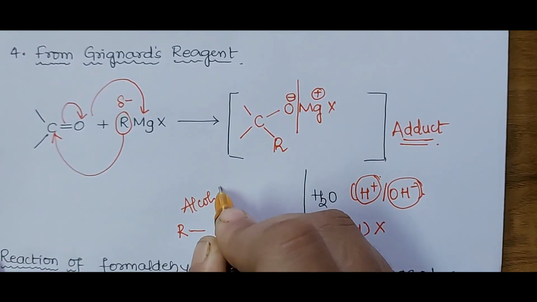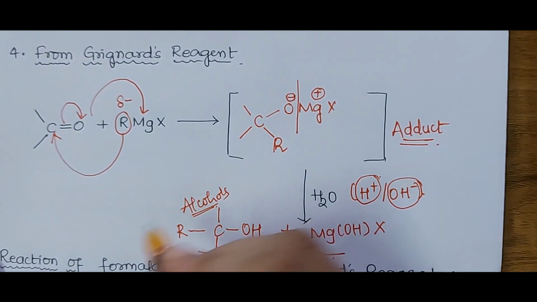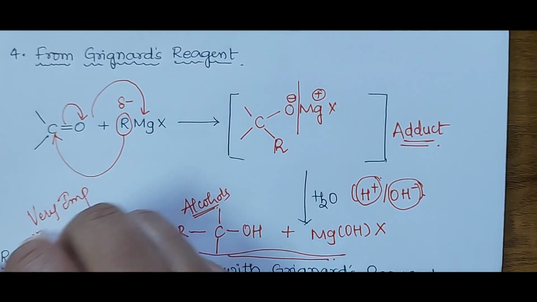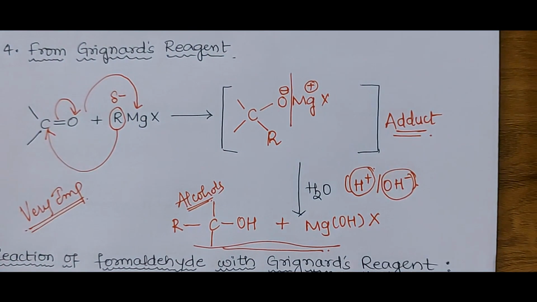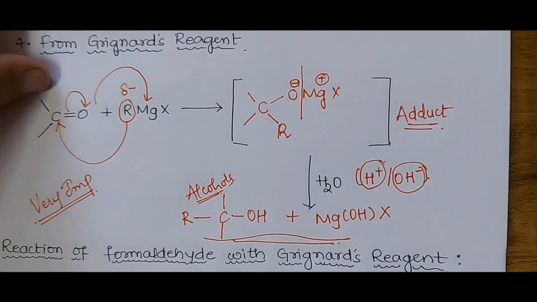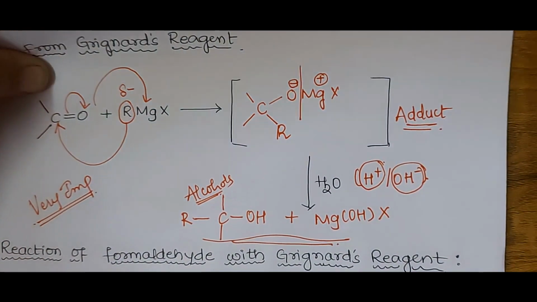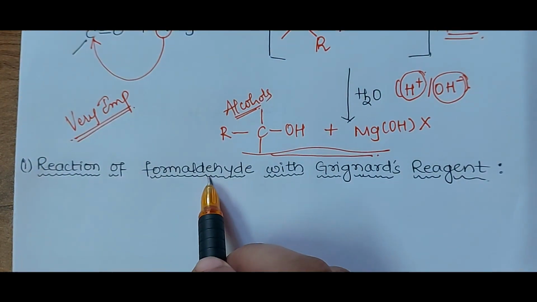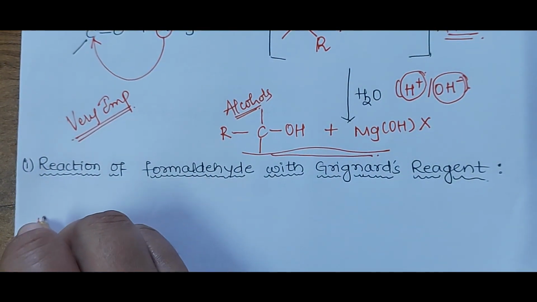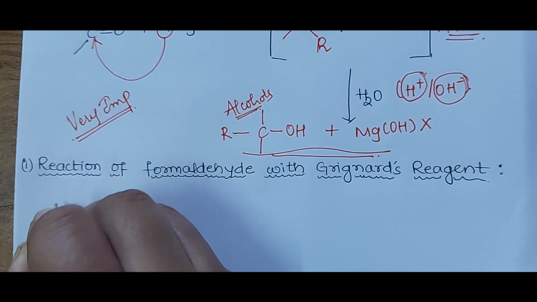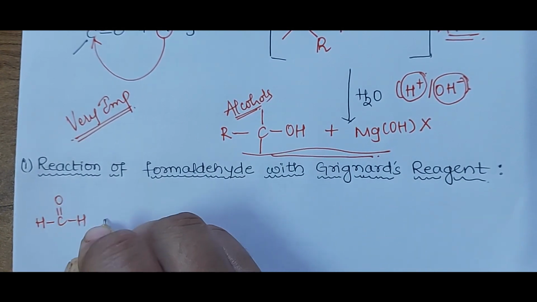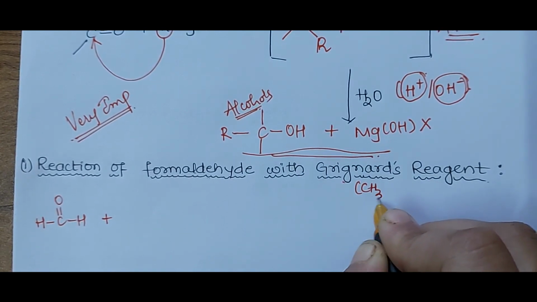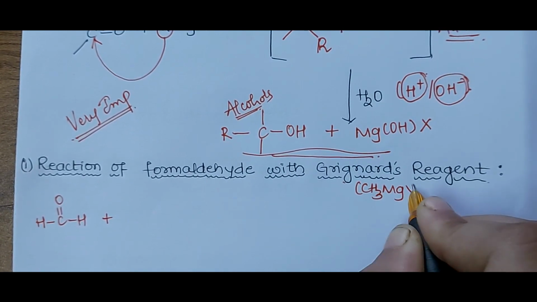Now here, what are the types of alcohols that are formed with the different reagents we'll see, and it is very important from your theory exam point of view. So for the nature of different alcohols obtained here, we will consider first the reaction of formaldehyde with Grignard's reagent. So formaldehyde is represented as HC double bond O. For Grignard's reagent, let us take the example of methyl magnesium halide.